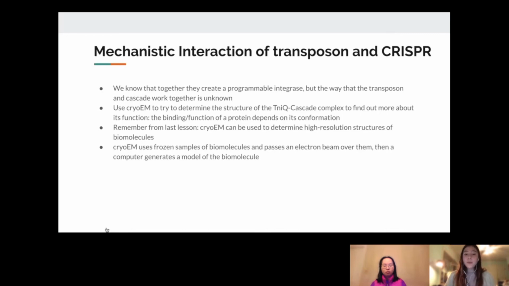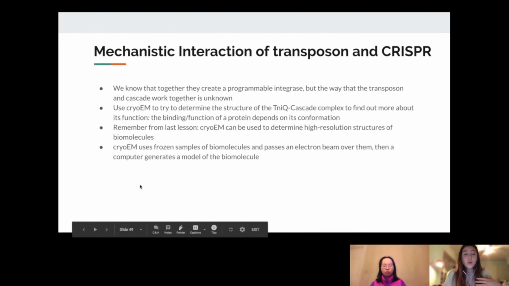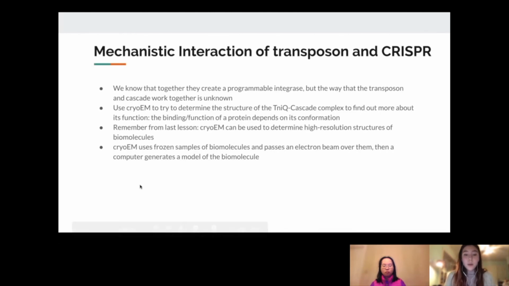cryo-EM uses frozen samples of biomolecules and passes an electron beam over them to generate a model of biomolecules. So this can be used to determine high-resolution structures of biomolecules. Potentially we can use cryo-EM to determine the structure of the transposon-like complex in order to find out more about its function. The binding and function process of proteins depends a lot on its conformation. So if we're able to determine the structure of a protein, we are able to learn a lot about the way that it functions.